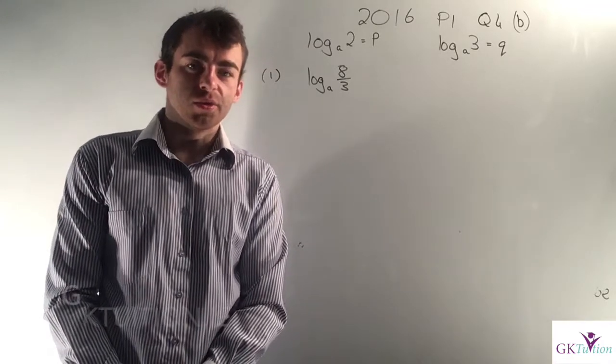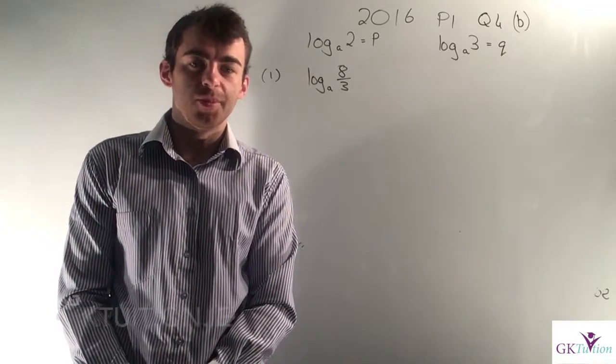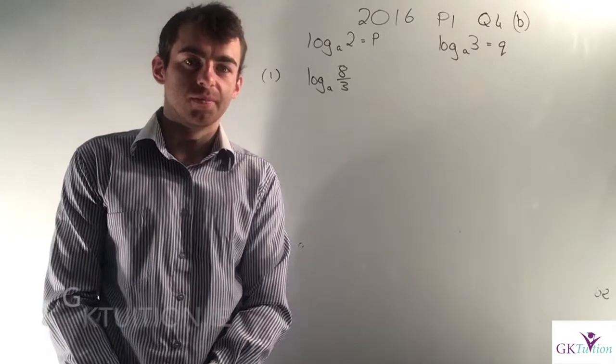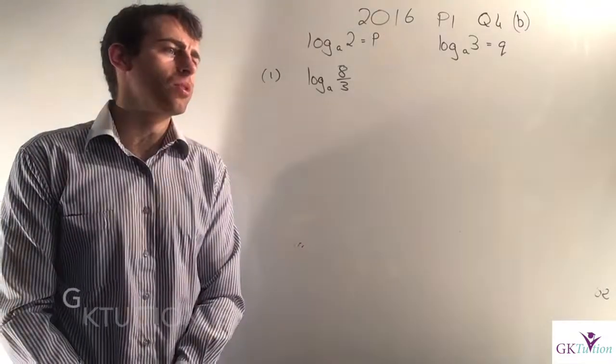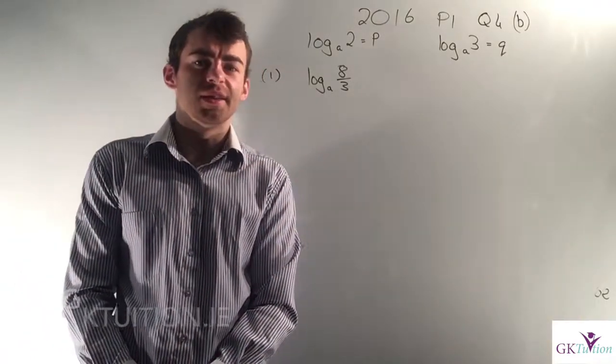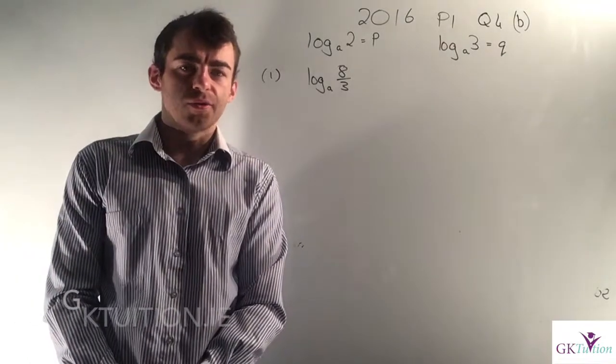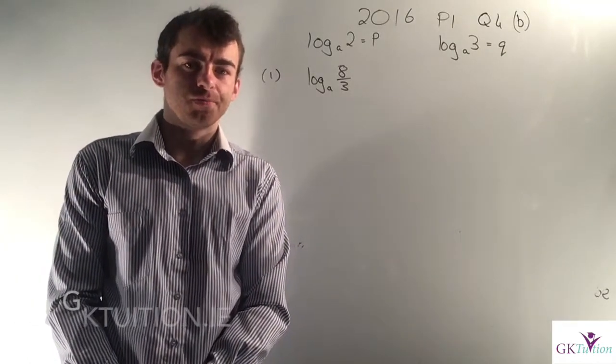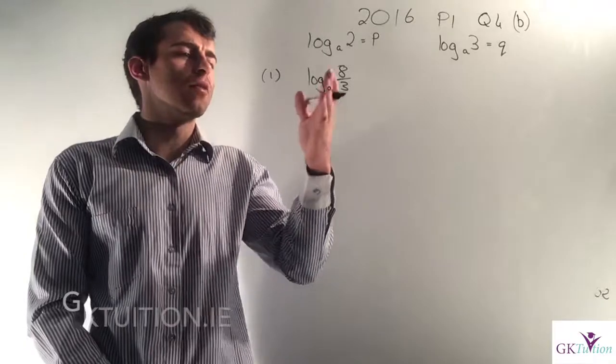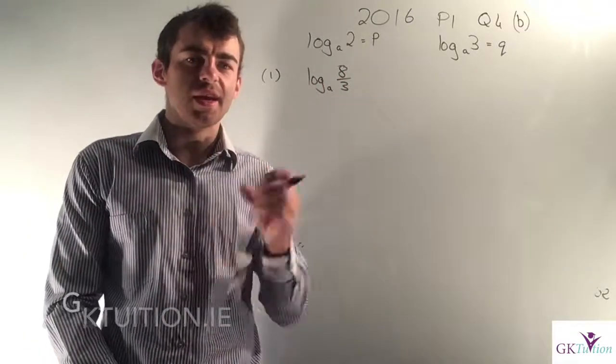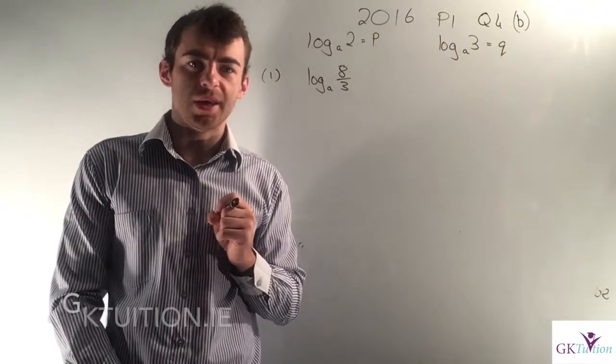Now the question I've chosen to go through is 2016 Paper 1 Question 4 Part B. In this question we're told that log of 2 to the base a is equal to p, and that log of 3 to the base a is equal to q. We're then given the log of 8 over 3 to the base a. We're asked to write it in terms of p and in terms of q.